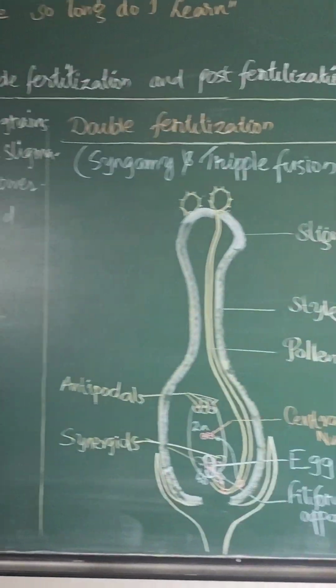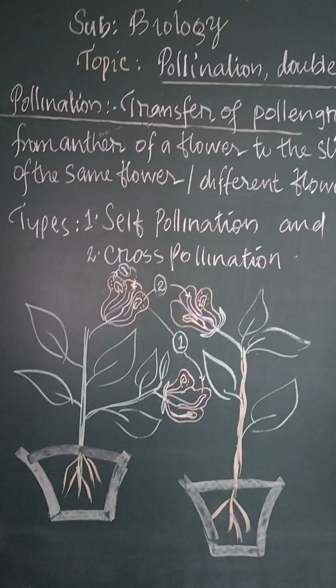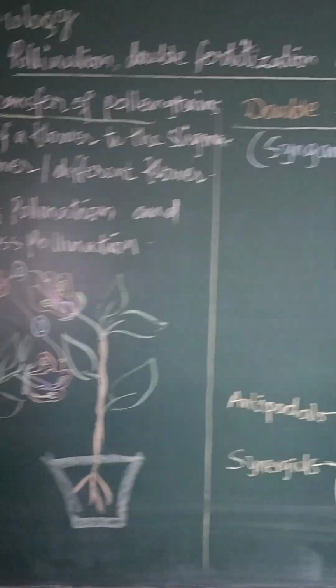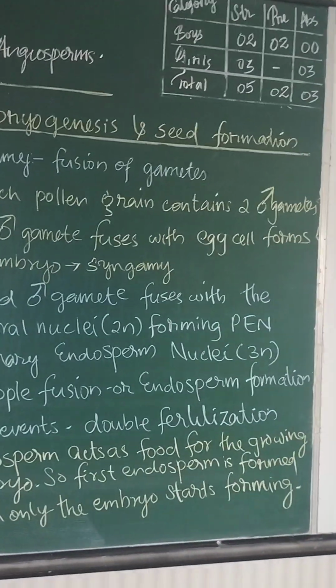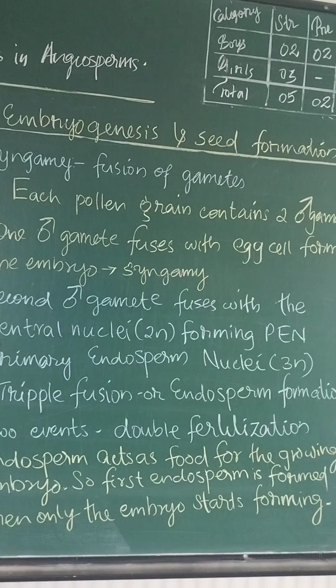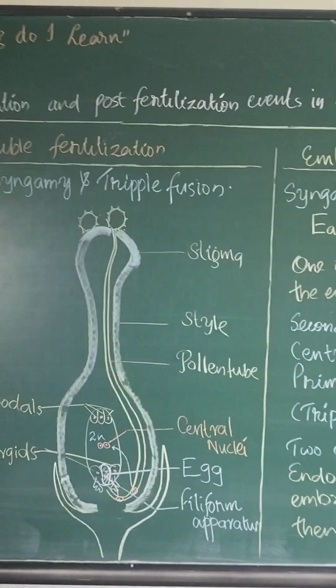Okay. So please remember the diagram based questions for board examination, the types of pollination, self-pollination and cross-pollination, the difference, and also the double fertilization events, how it happens, and the terminologies associated with endosperm formation, syngamy, fusion of gametes, and the double fertilization.